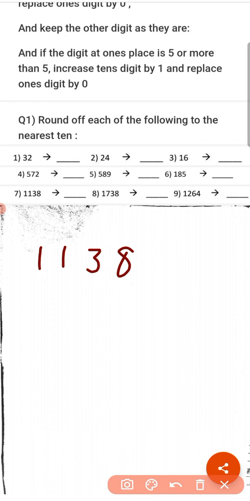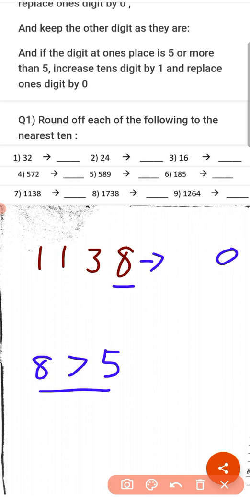Check the digit at the ones place, which is 8. 8 is more than 5. So what is our next step? Replace 8 by 0. Then since the digit is more than 5, add 1 to the digit at the tens place. Tens place digit in the order 1 add. What is 3 plus 1? 4. And write the digit at the hundreds place and thousands place.